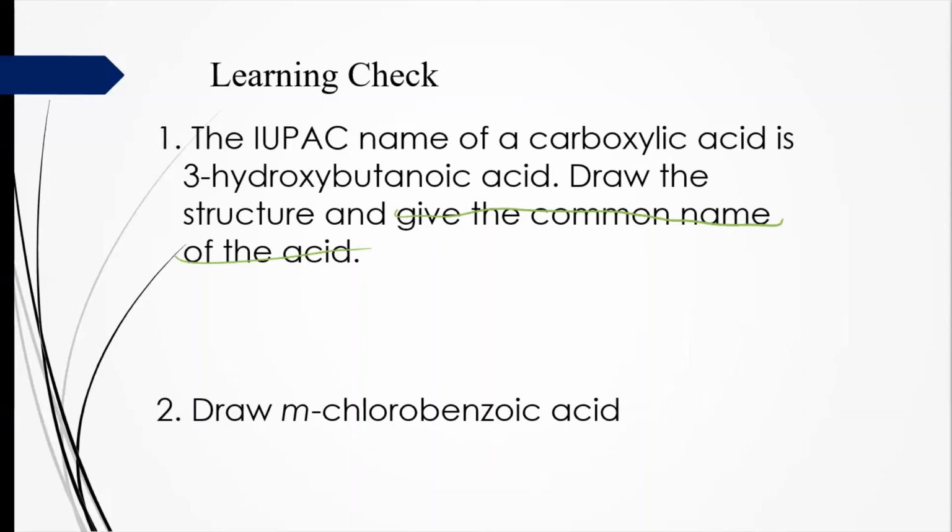So hydroxybutanoic acid. So that should be our butane. So that's 4. 1, 2, 3, 4. We should get an oxygen and our hydroxide, or hydroxyl group. So 1, 2, 3, 4. And then on the third one, so this is 1, 2, 3, we should have another OH group for that hydroxy.